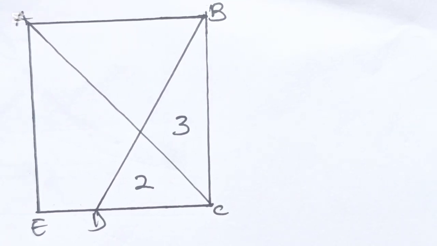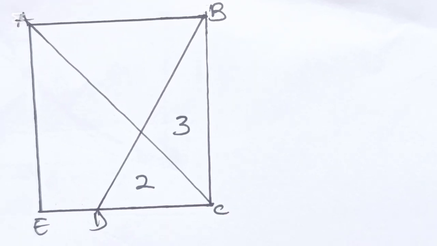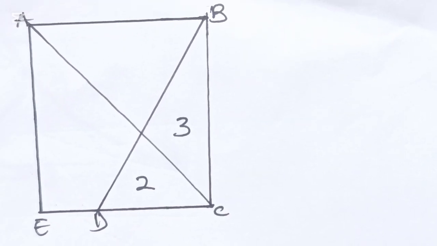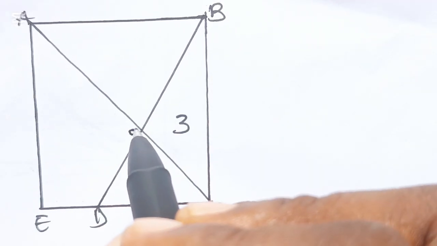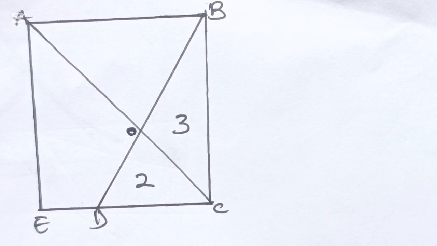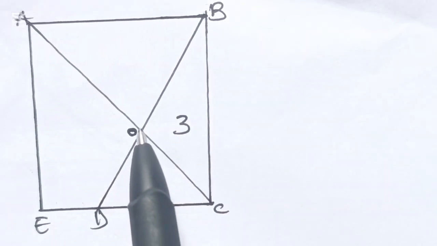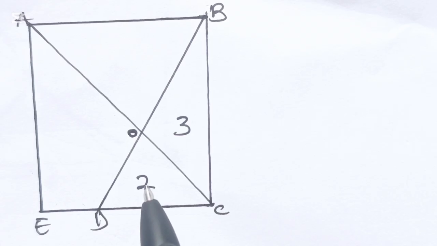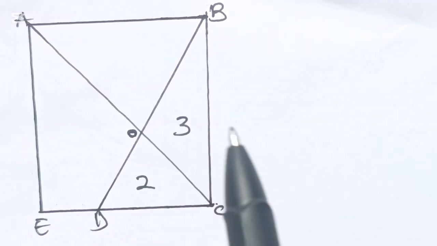We have a very interesting geometry question to solve. Please, this is not drawn to scale. Here we have a rectangle, and let's call this center O. The question says we should find the area of this rectangle. The area of this triangle is 2, and the area of triangle BOC is 3.